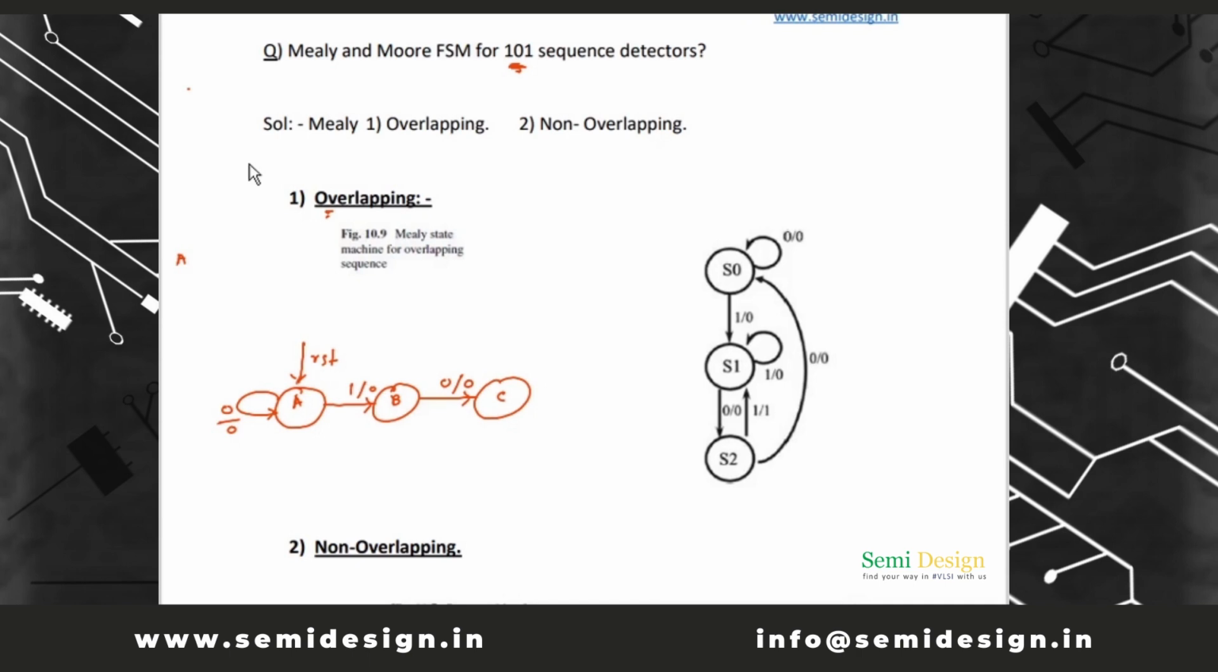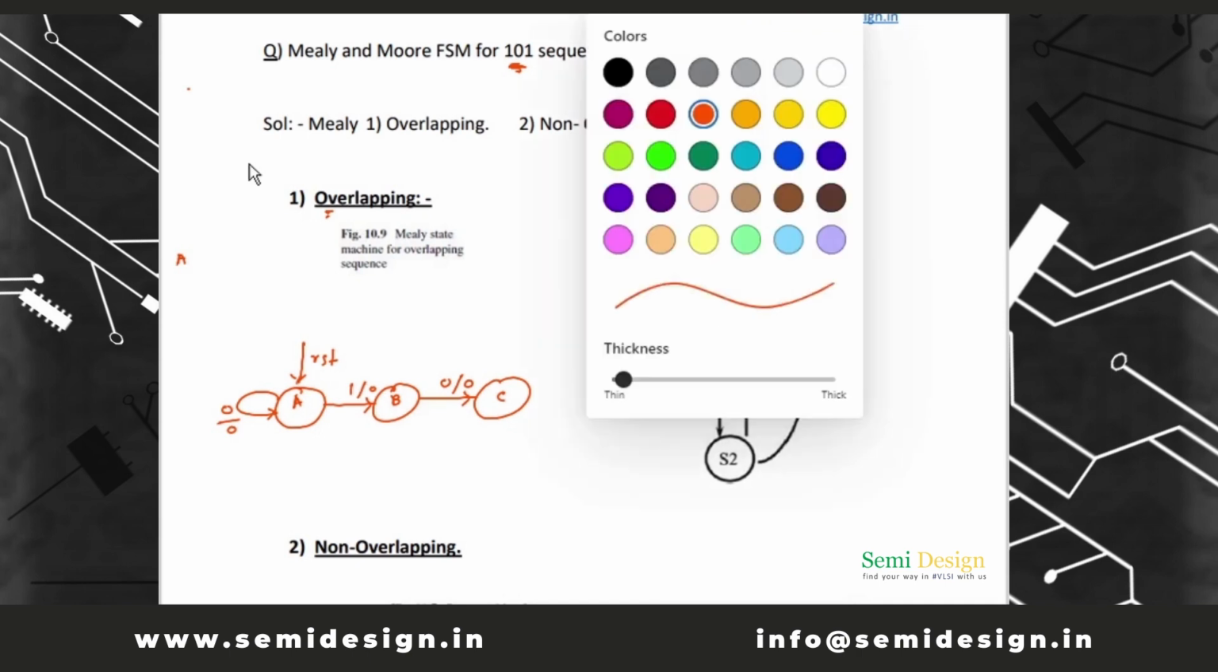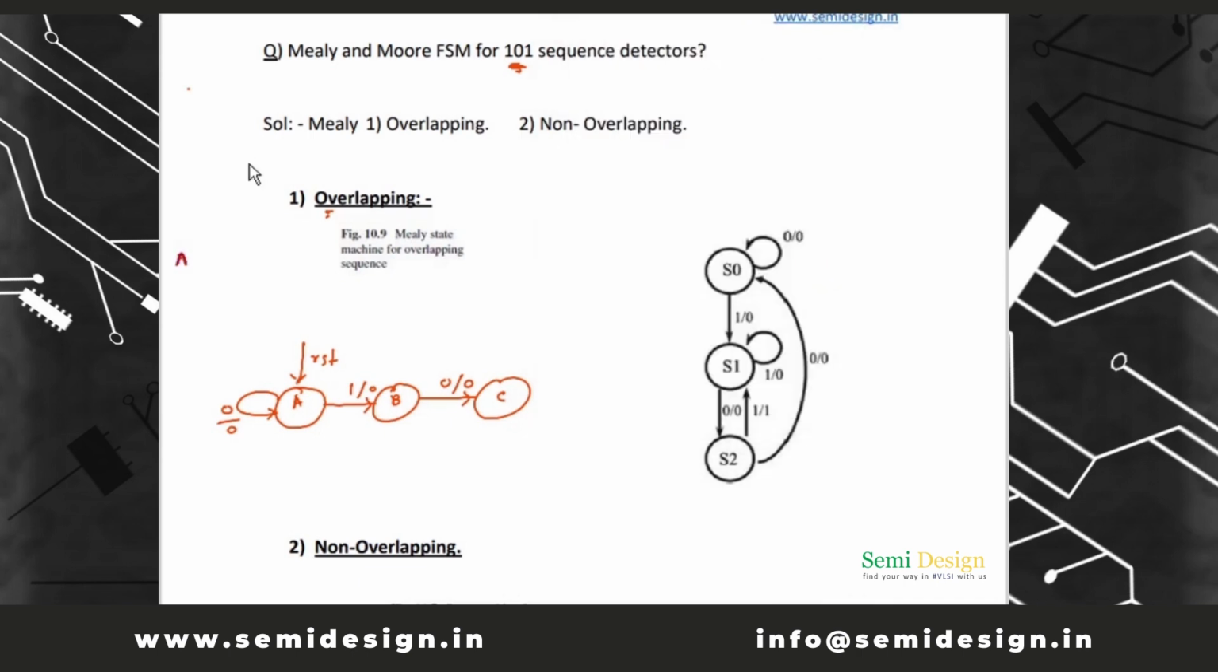Now make a simple table like this. A is reset. B is here. What is the input at B state? 1. Then put 1. Take C. What are the inputs? 1 0. Now take 1 0. Very simple.